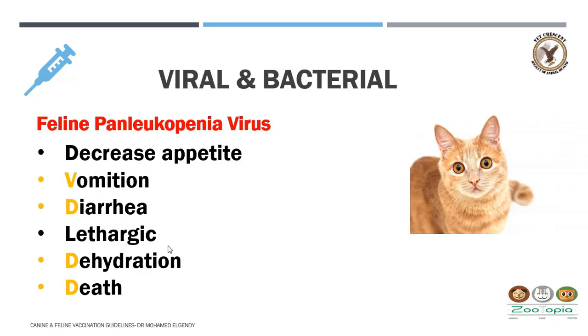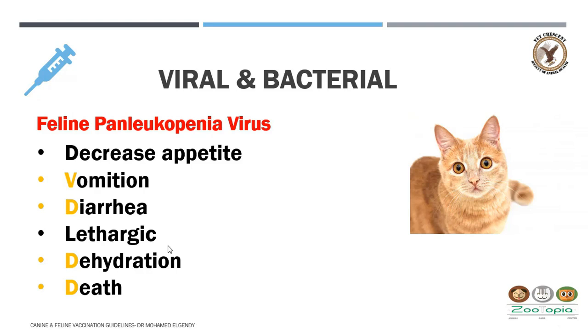and attacks the myeloid and erythroid stem cells, which are responsible for the synthesis of white blood cells and red blood cells. So this virus is called leukopenia from attacking the myeloid stem cell, which is responsible for what? Yeah, synthesis of the white blood cells, and it causes the signs of decreased appetite, vomition, diarrhea, dehydration.